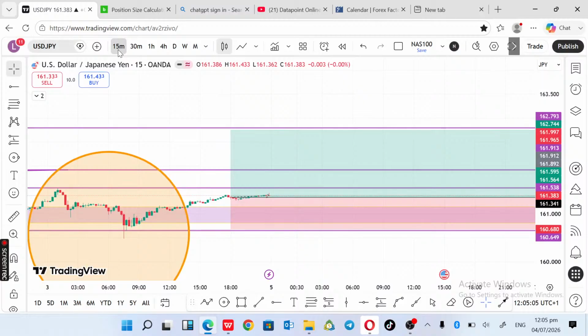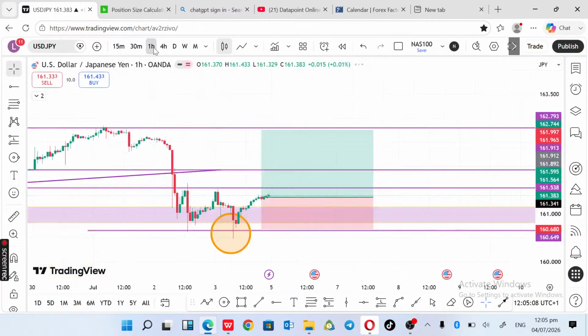Now, these are areas that guide us to tell us when to buy and when to sell, and when not to buy and when not to sell. They are just technical.